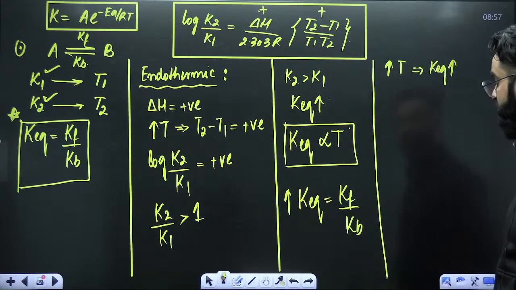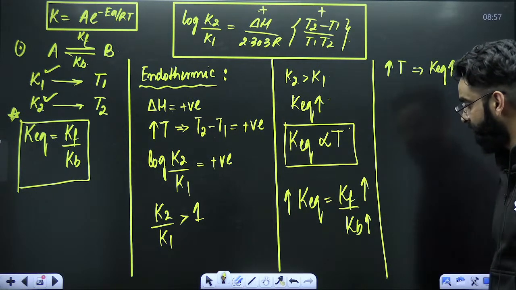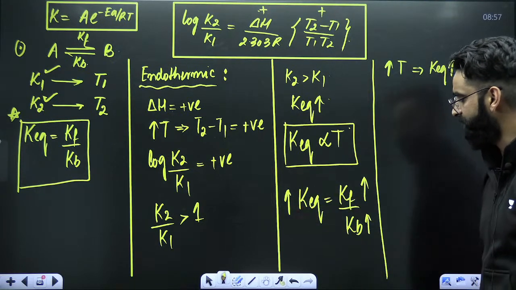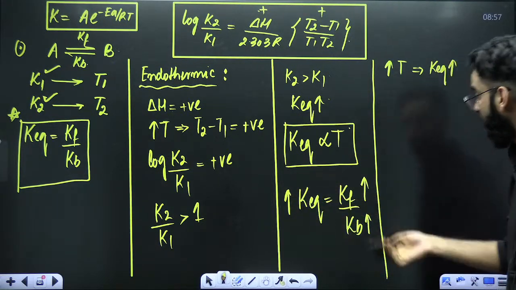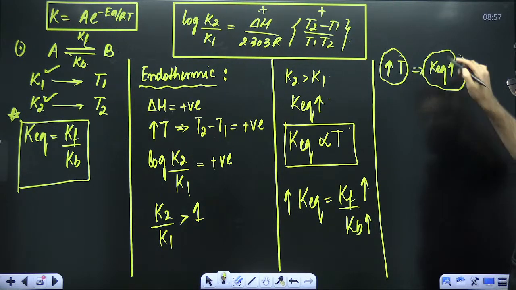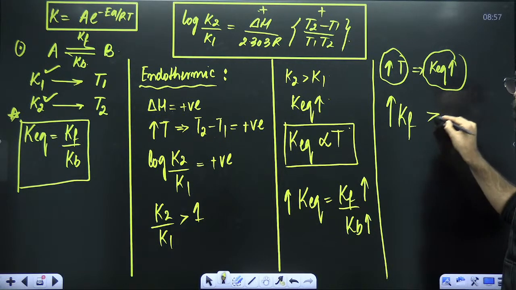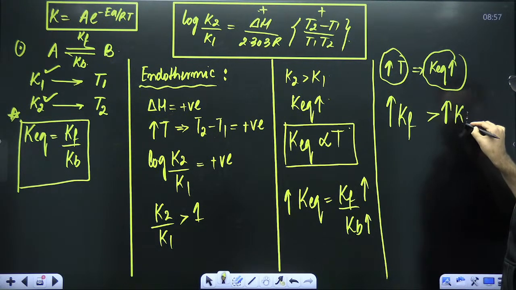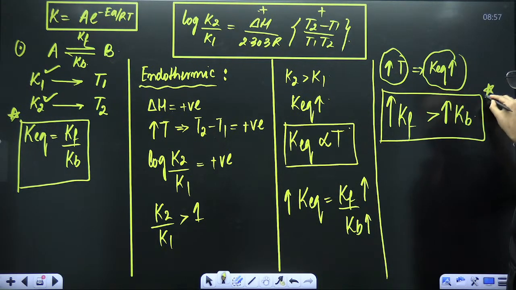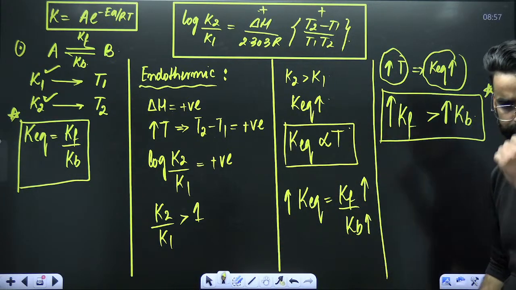On increasing the temperature, this term increases, even this term increases. If this is increasing and this is increasing, then how will this particular term increase? Equilibrium constant will increase only if the increase in the value of Kf is greater than the increase in the value of Kb. Do remember this particular point. This is important, which I wanted to share with you.